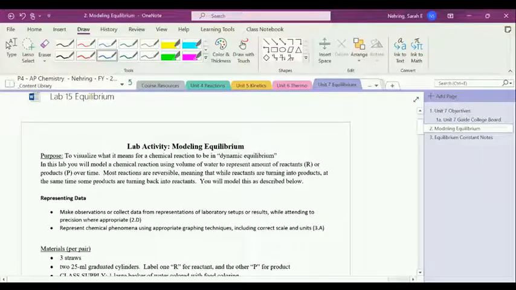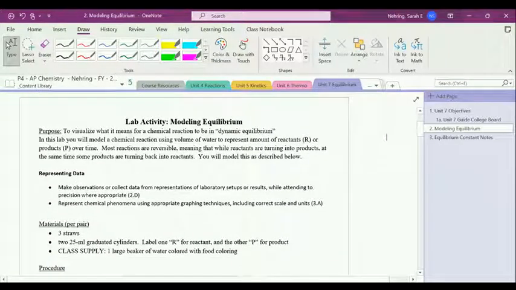In this video, we're going to be discussing a lab activity that we did in class to model the concept of equilibrium. And equilibrium is a really important concept that will be popping up throughout the next several weeks in both Unit 7 and Unit 8. So it's really important to understand fundamentally what equilibrium is and what it means.